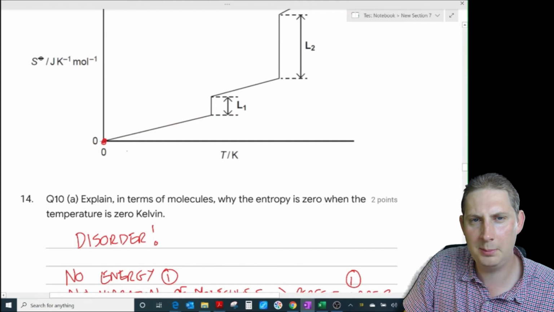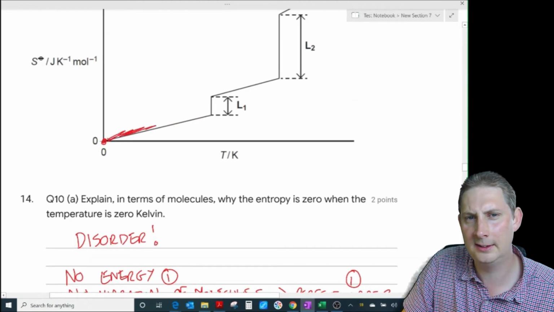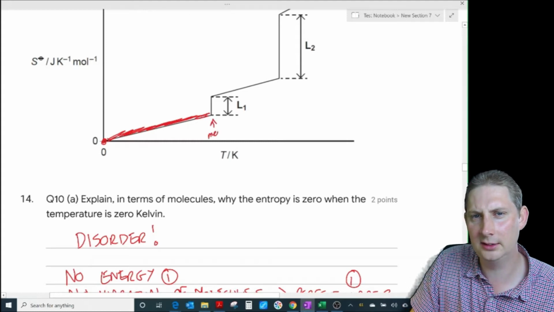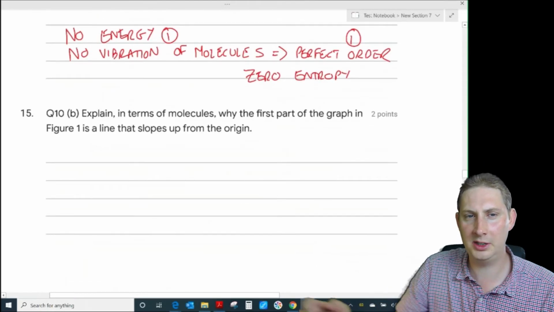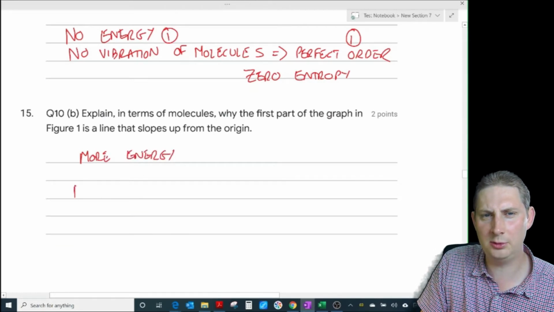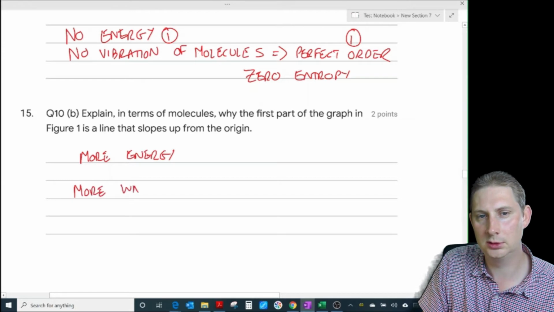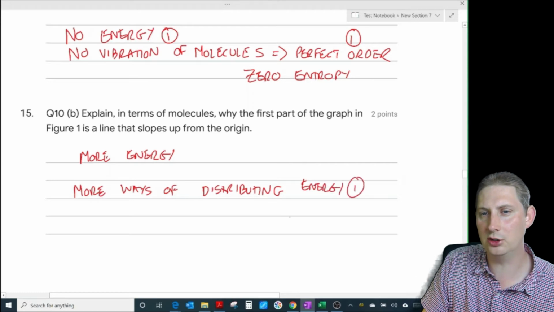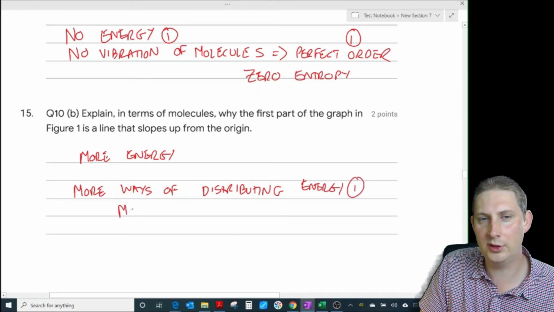Explain why the first part of the graph is a line that slopes up. I had lots of people talking about this changing state to a liquid, but no, the change in state here, this is melting. So why does this part of the line slope up? Well, it's because you've got more energy. So there are more ways of distributing the energy. So if you said more vibration or something like that, that was fine. So therefore there's more disorder.